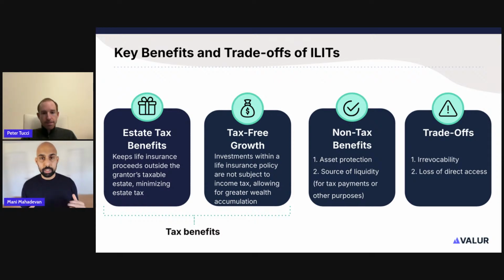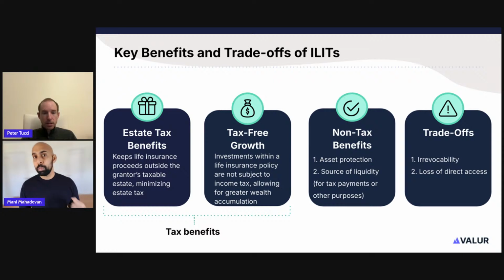So if you have or expect to have more than that, this is really where the estate tax benefits become valuable. And this is also where there's a lot of overlap. Those tend to be also people that are worried about asset protection because they have more to lose.